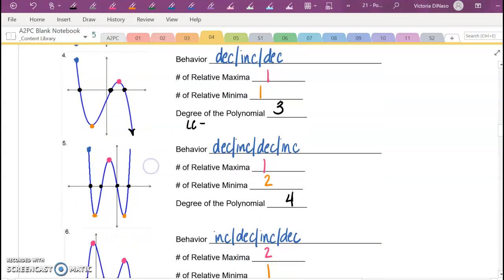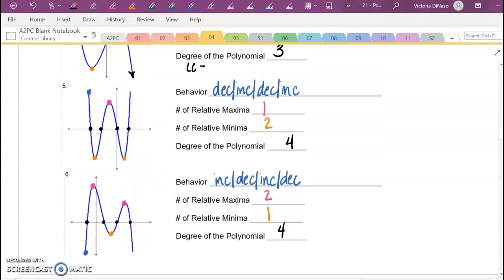In numbers 5 and 6, both of these had a degree of 4. My relative maxima for number 5 is 1, relative minima for number 5 is 2, and my leading coefficient is going to be positive because it's going up at the end. In number 6, we have a degree of 4, relative maxima 2, relative minima 1, downward arrow, so therefore my leading coefficient had to have been a negative number.